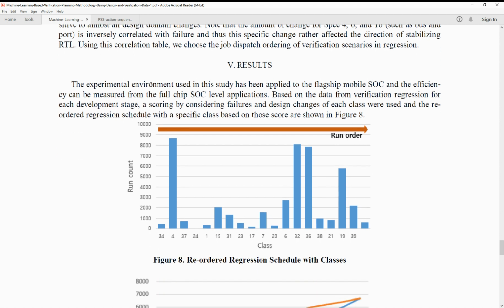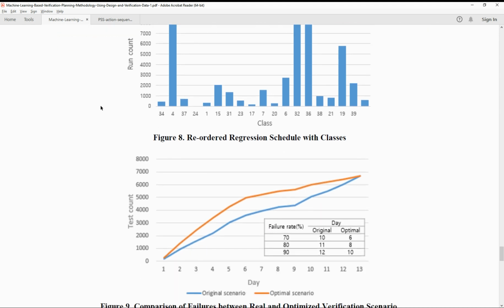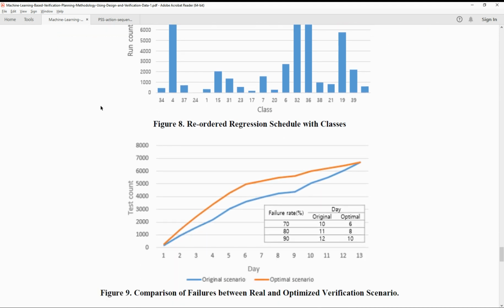For the result, the experimental result in this study has been applied to the flagship mobile SoC, and the efficiency can be measured from the full chip SoC level application. Based on the data from the verification regression for each development stage, a score considering failures and the design change for each class was used in the reordered regression schedule with a specific class based on those scores, as shown in Figure 8. Run order. Figure 8: run order regression schedule with the classes.